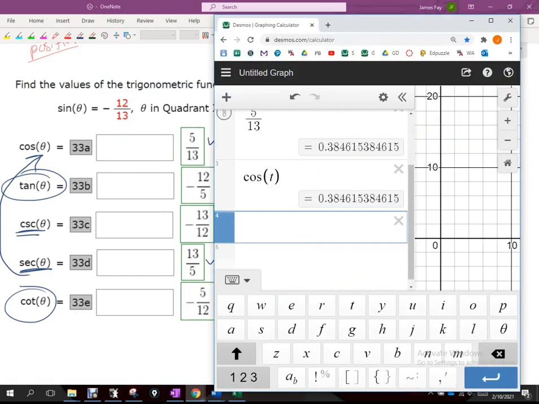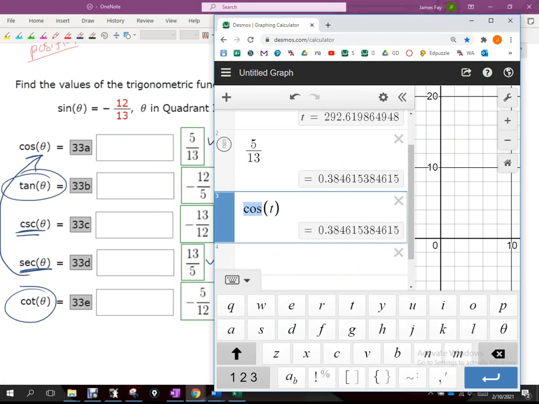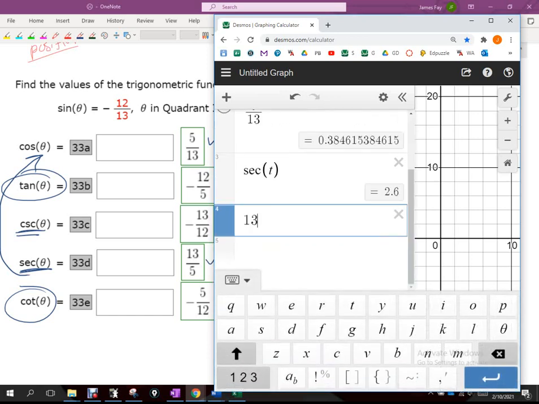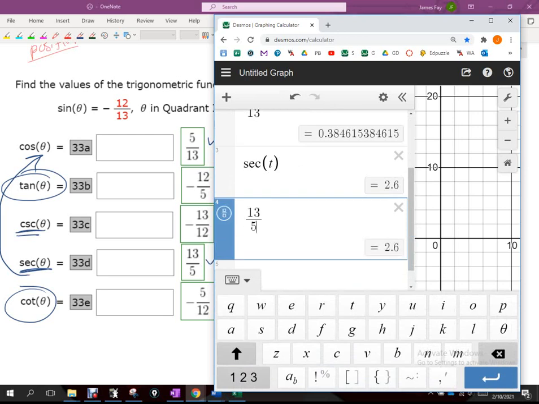Doing the same thing then for secant. Secant we said should be 13/5. That is 13/5, 2.6. 13 divided by 5, 2.6. And we can do that for all of them.